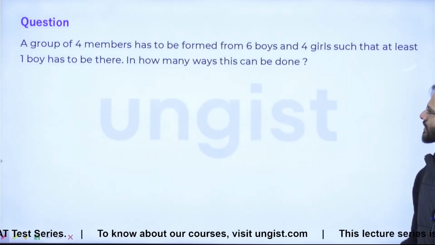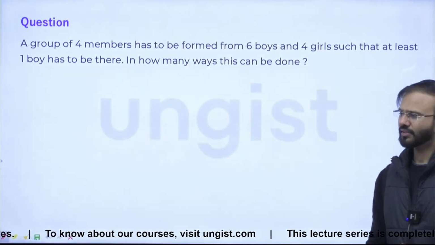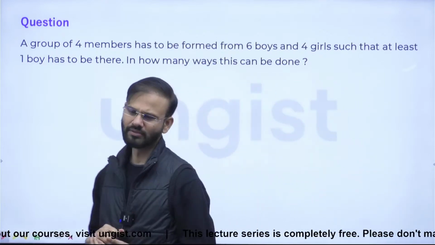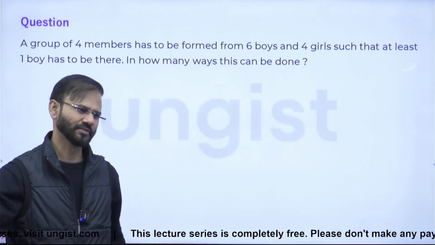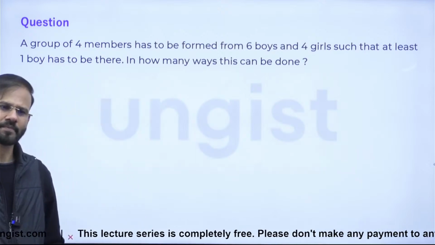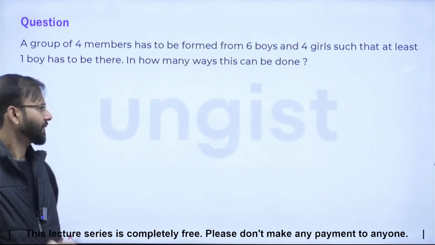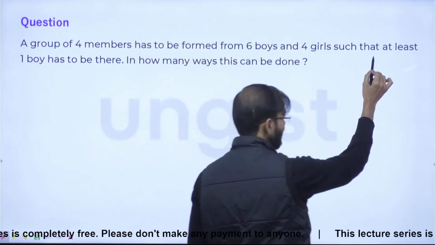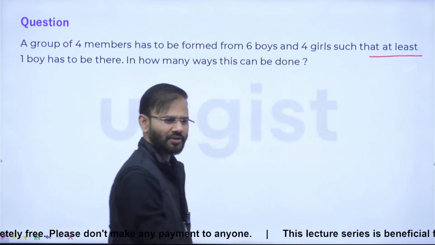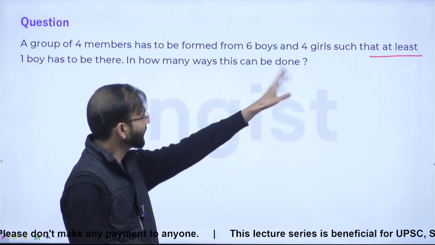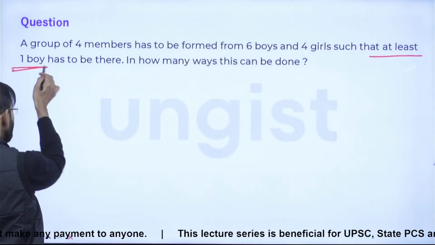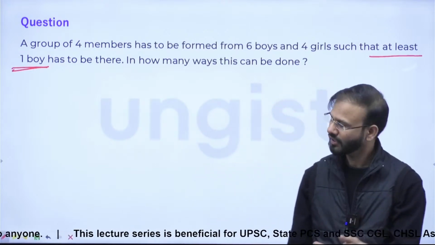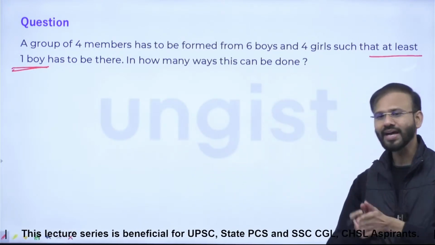Alright. See, everyone, you just tell me one thing. Can we solve this question by the process that we have just used for the last question? The question is saying, in the last question it was exactly 2 children, right? In this question it is saying at least 1 boy has to be there.